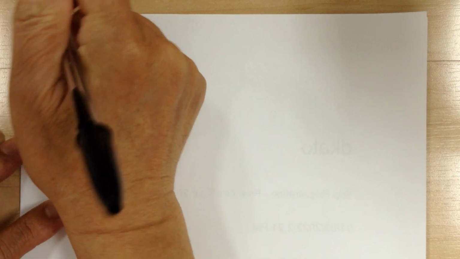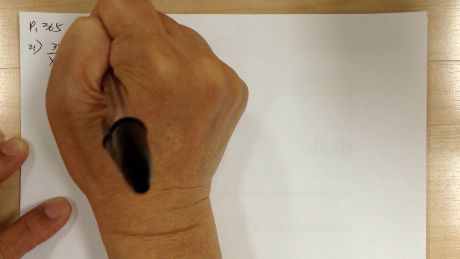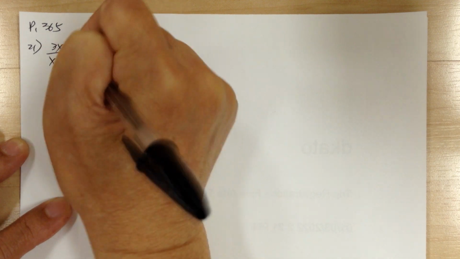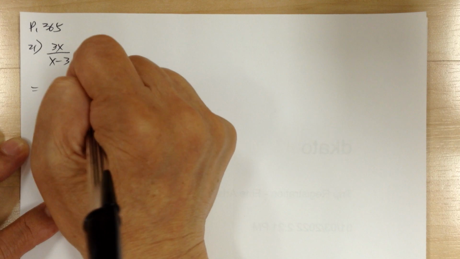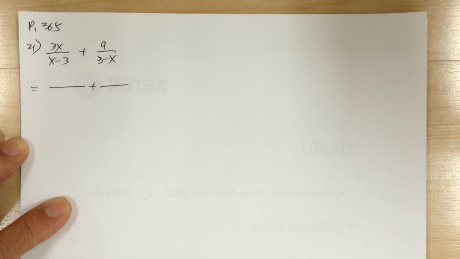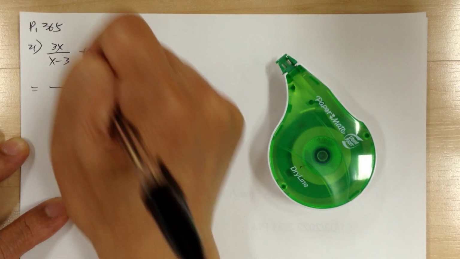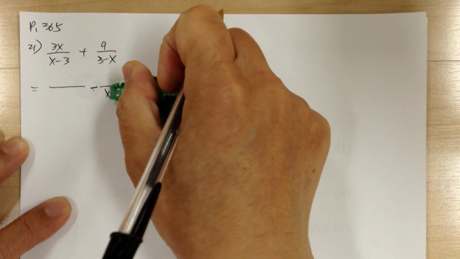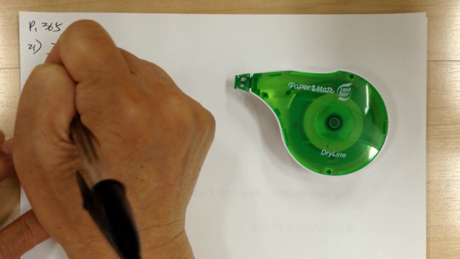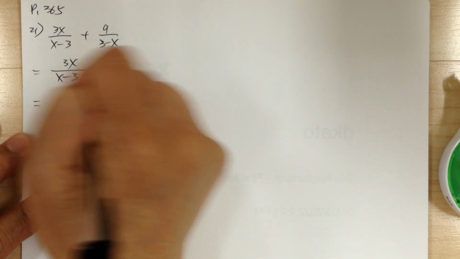Number 21. You have 3x over x minus 3 plus 9 over 3 minus x. Notice that this is x minus 3, this is 3 minus x. So I'm going to switch these. I'm going to use one of these negative signs to switch that, so this becomes x minus 3, sorry, not 3 minus x. Now we can perform the subtraction because now you have a common denominator.